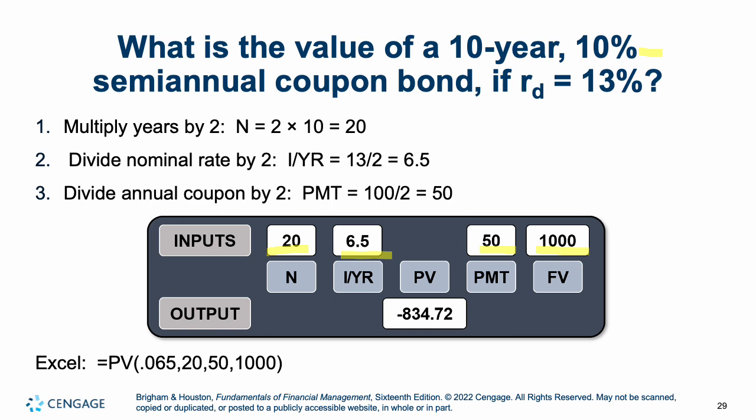And we are going to find our present value. It's the same PV formula that we used before, just 20 instead of 10. Cut your interest rate in half, cut your coupon payment in half. And you get a present value of $834.72.